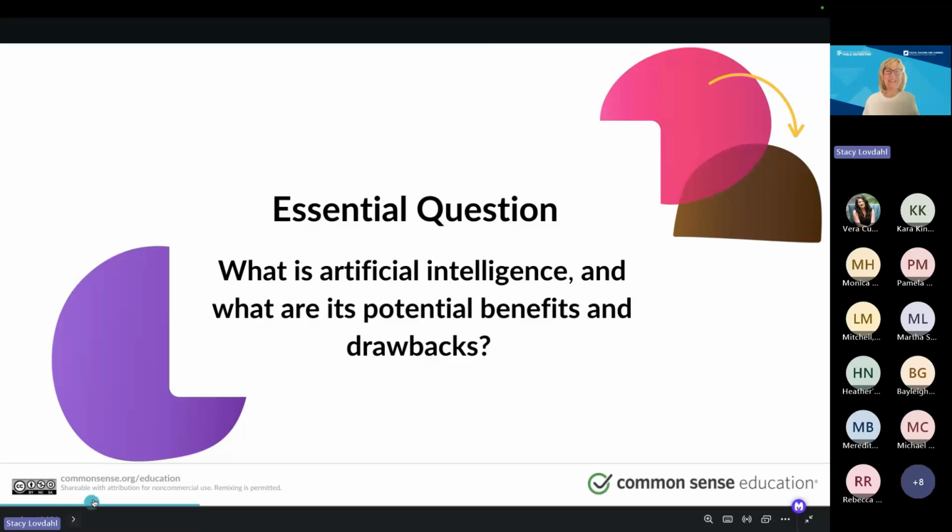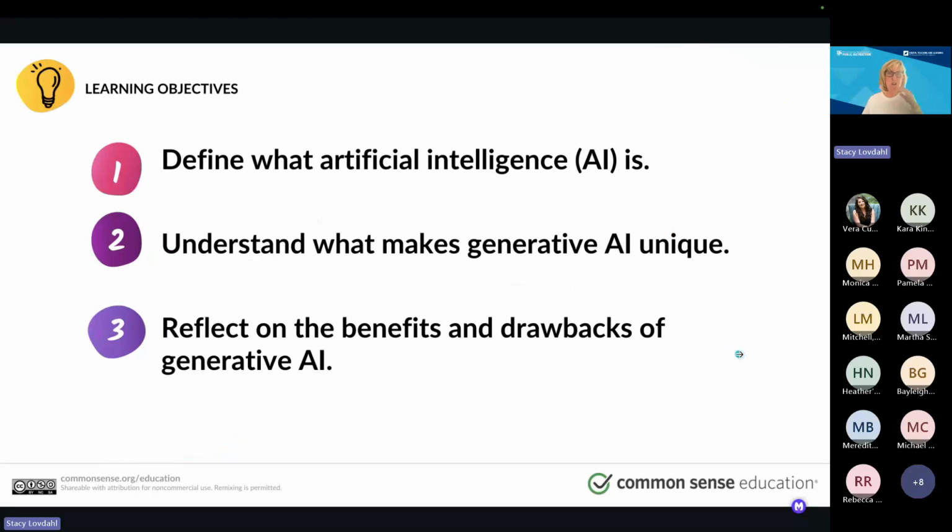Okay, so going back to the slides for Common Sense Media and how they expected this to go, the essential question for this lesson is: what is artificial intelligence? What are its potential benefits and drawbacks? That's the overarching thing that Common Sense wanted to get across. And then they had 3 learning objectives: to define it, to understand what makes Gen AI unique, and to get students to reflect on the benefits and the drawbacks.